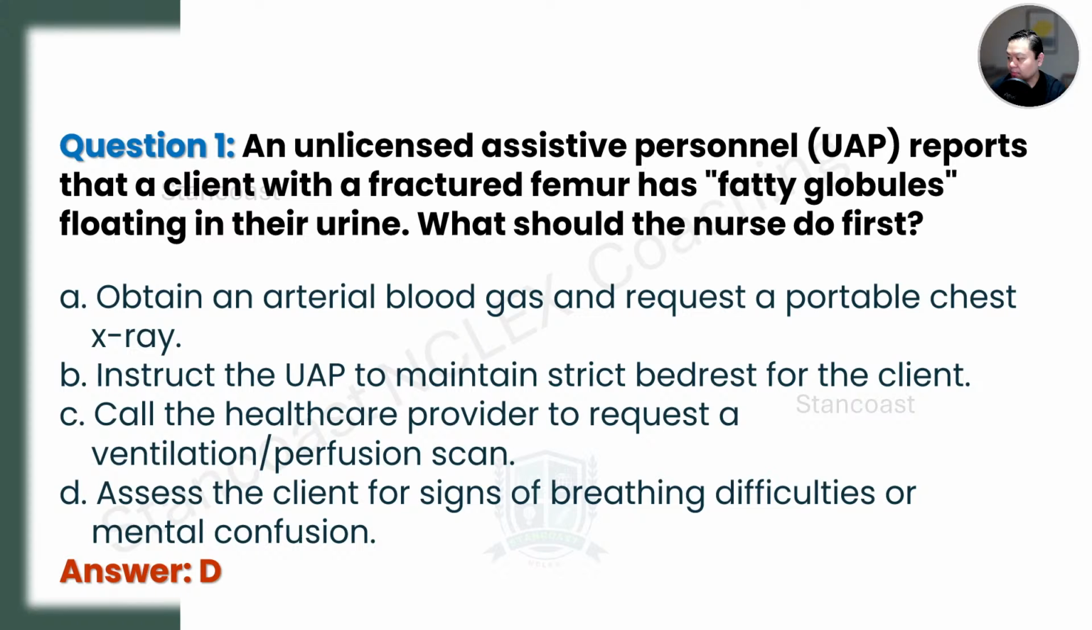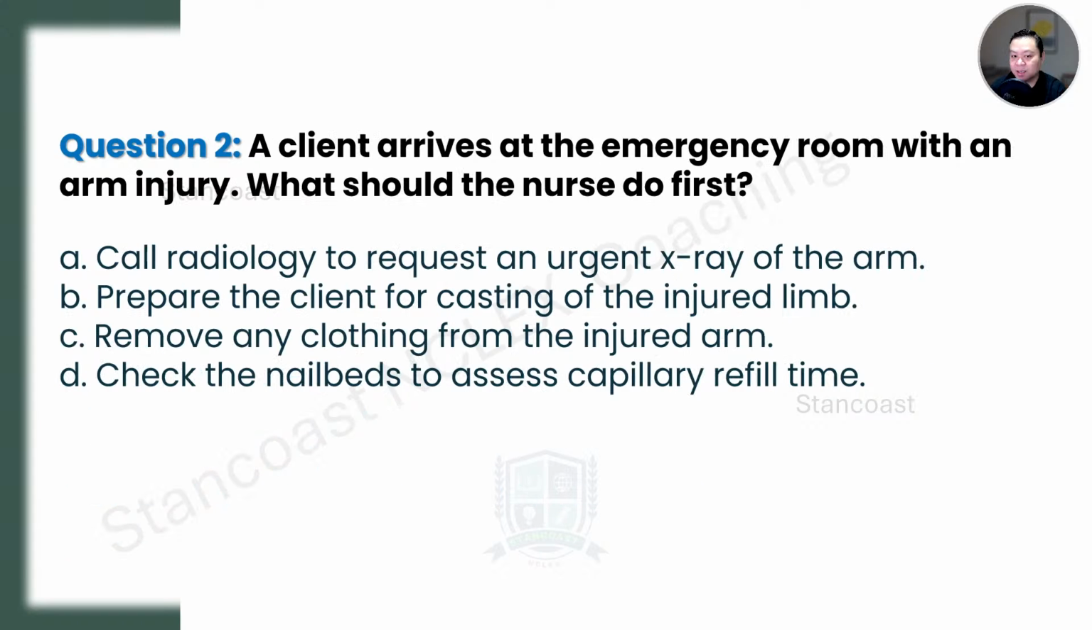Now let's have our question number 2. A client arrives at the ED with an arm injury. What should the nurse do first? A. Call radiology to request an urgent x-ray of the arm. B. Prepare the client for casting of the injured limb. C. Remove any clothing from the injured arm. And letter D. Check the nail beds to assess capillary refill time.